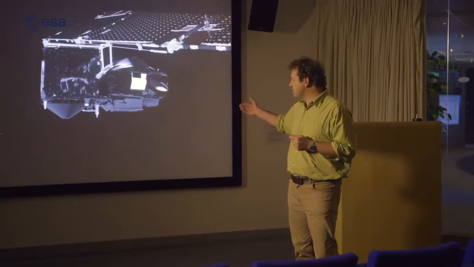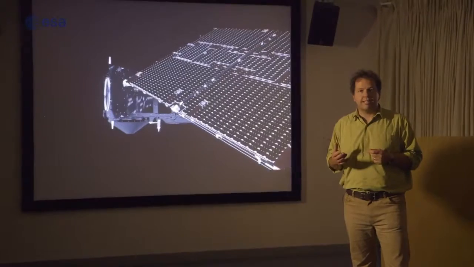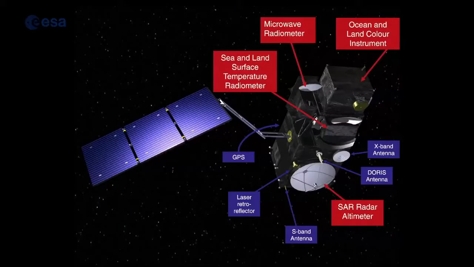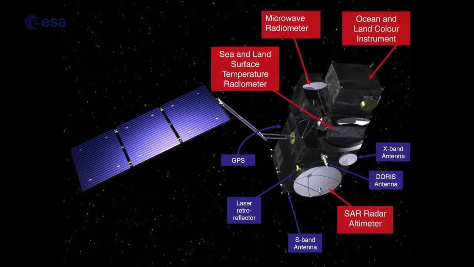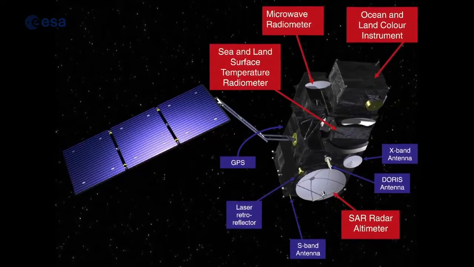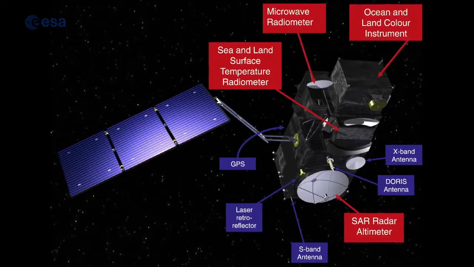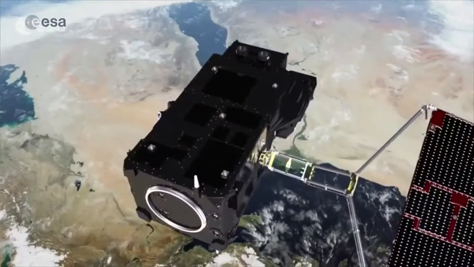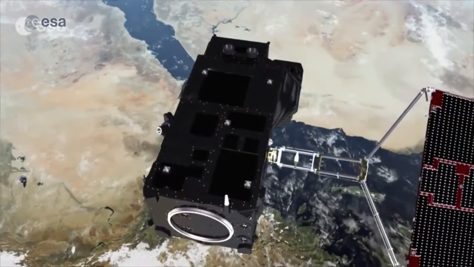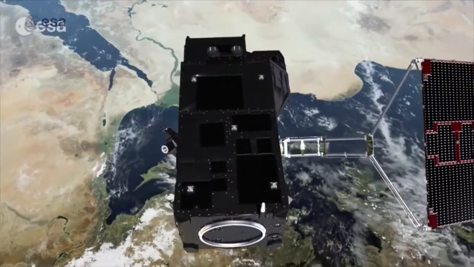So we can see here, for example, Sentinel-3. It's a new satellite from the European Space Agency, and it has an active instrument on board in the form of a radar altimeter. This uses microwave pulses to measure the height of the ocean surface, for example. And it also has a couple of instruments on board that measure reflected sunlight and thermally emitted radiation from the Earth's oceans, clouds, and land surface.